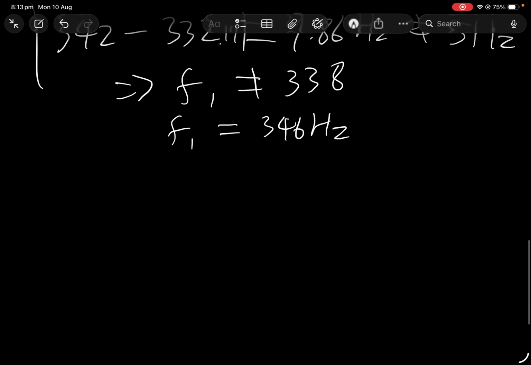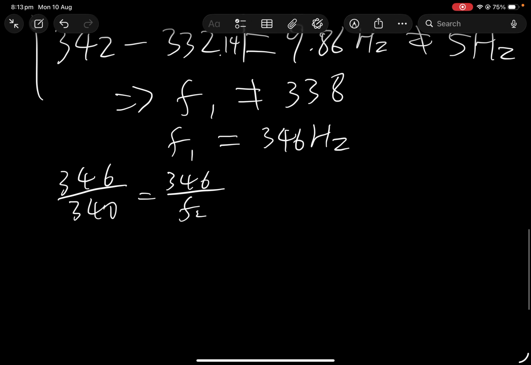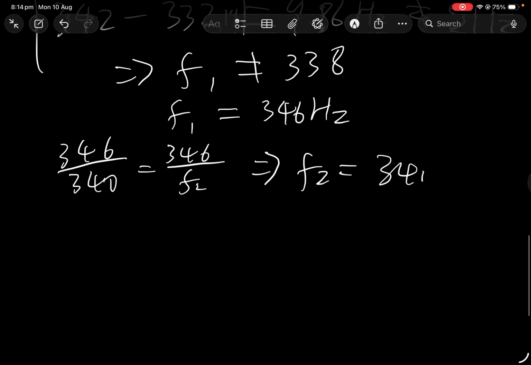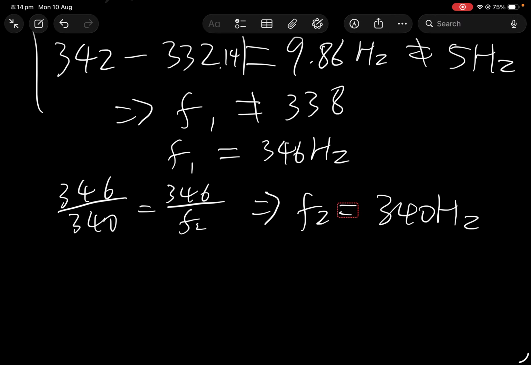So F1 equals the other one, 346 hertz. Let's test that. So 346 over 340 equals 346 over F2. That means F2 equals 346 divided by 340 divided by 346, and then we divide the answer. We get 340 hertz, an exact number. I feel like it's probably the answer. So we use 342 to, okay, never mind, it's not the answer. It is not the right answer. What am I doing? Wait, 342. Am I doing this right?